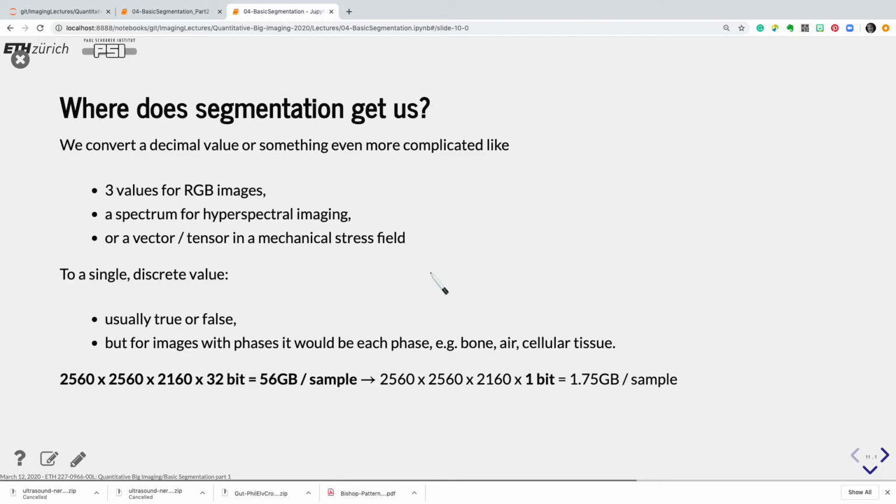So, what can the segmentation give us? We can convert the images from something into something else. Mainly, we want to make a big reduction. So, going from, for example, 32 bits floating point data and squeeze it together into 1 or 2 bits. If you have 1 bit, then it's only true or false, so it would be material, not material. If you would have 2 bits, then you could separate 4 different materials, and that already is a huge reduction in data amount, going from 56 gigabytes down to less than 2 gigabytes.